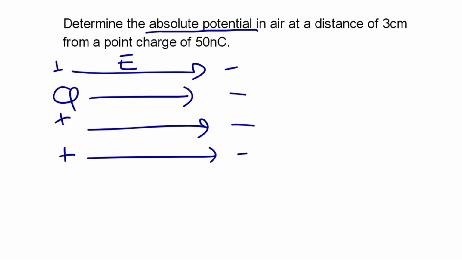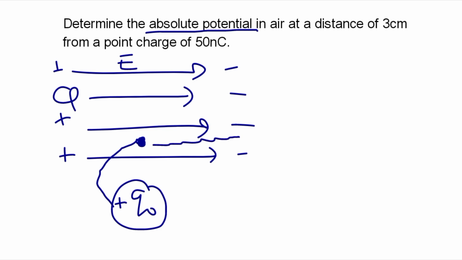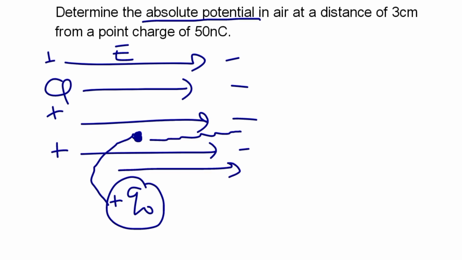Now, if we have another charge, which is a test charge, Q naught, which is also positive, and we put it inside this electric field, what happens is that it tries to be attracted towards this negative side, because positive charges attract negative charges. But positive charge and positive charge repel, so it tends to want to go into this direction.